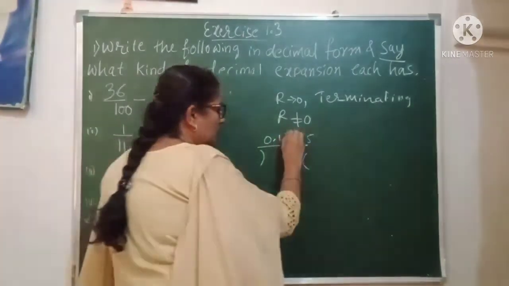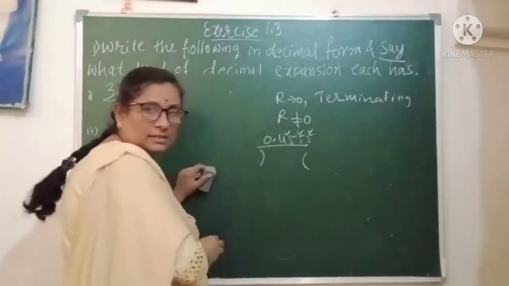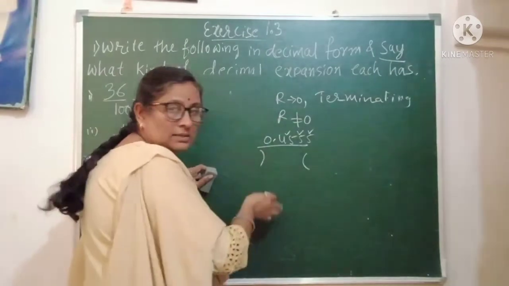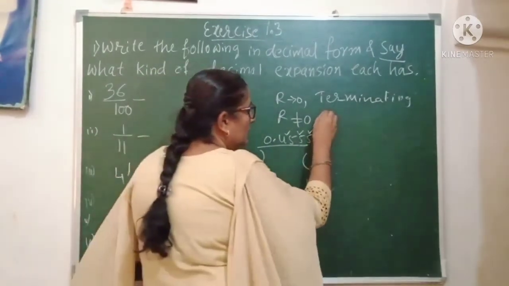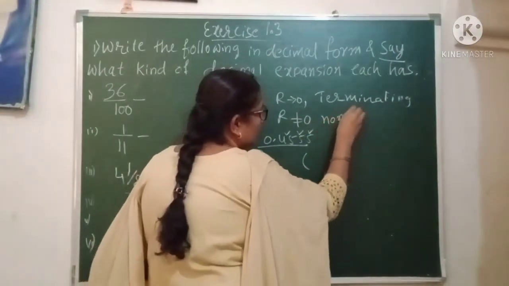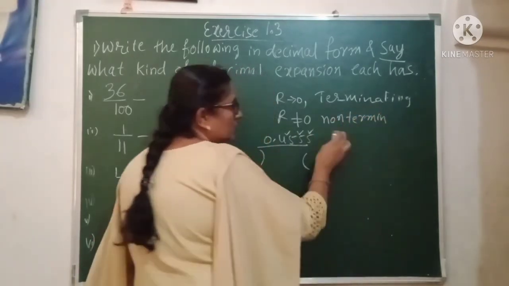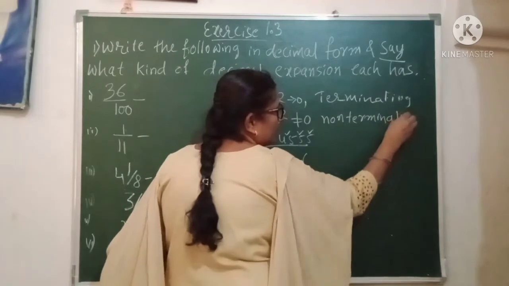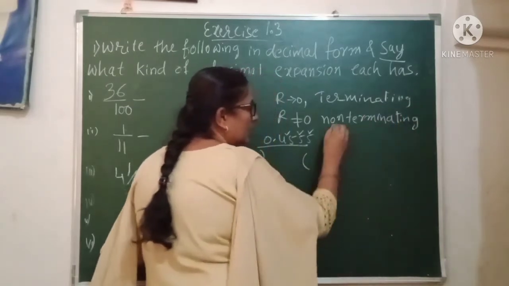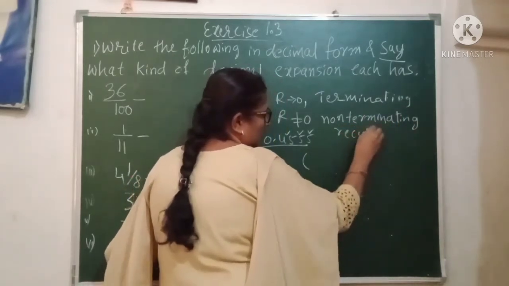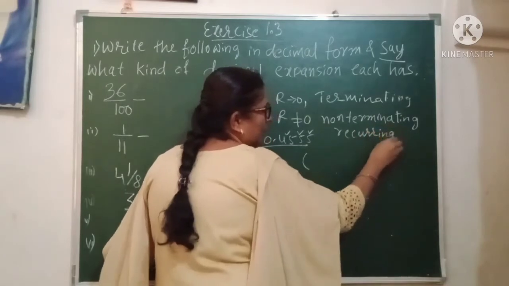So if you see a single digit reoccurs, that is called recurring. We call it non-terminating. Non-terminating means it is not ending. The remainder will not become 0. Non-terminating, but what is it? It is recurring. This we call the recurring type of decimal.